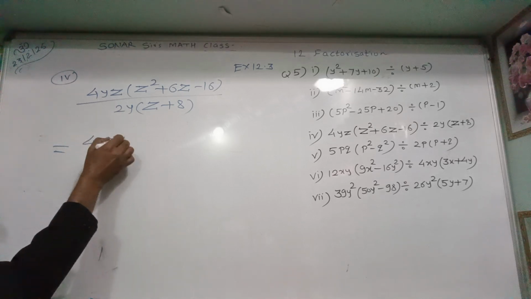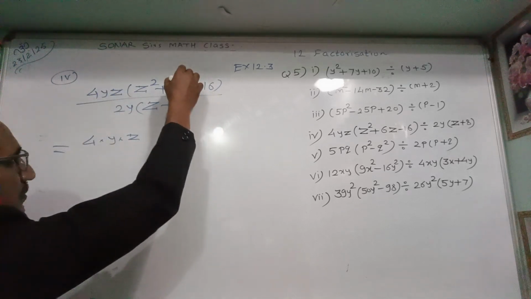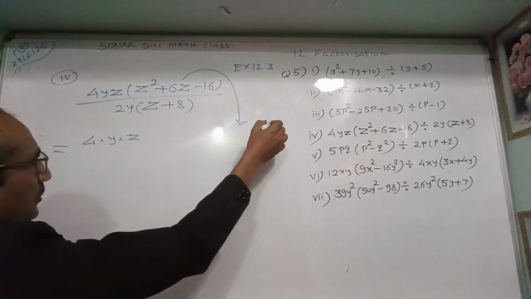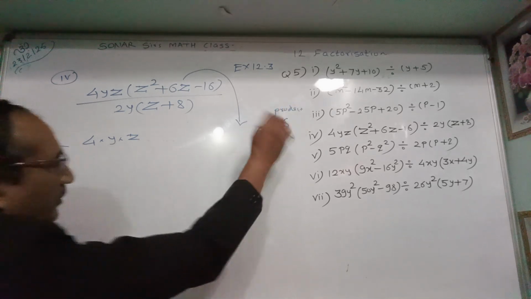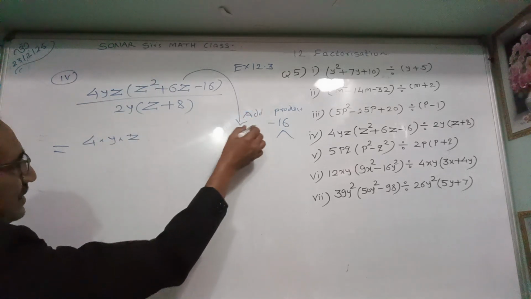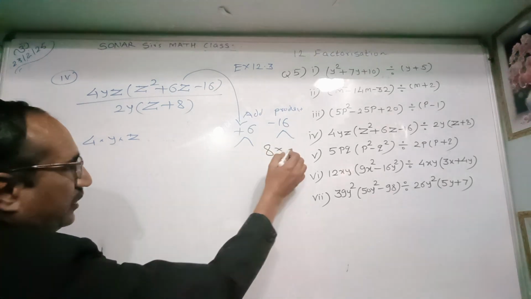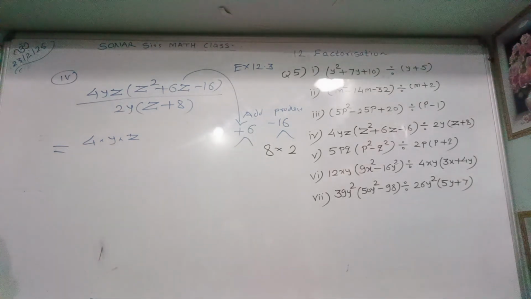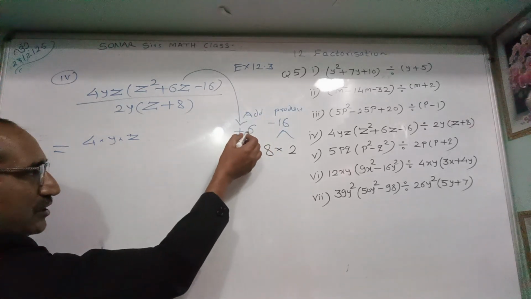4 into y into z. Here the factors of this: product should be minus 16. This is one of the ways to solve, and the addition should be plus 6. So we'll find the factors of 16, and addition is plus 6. So you can take 8 into 2. So 8 twos are 16, but product is negative while the addition is positive.